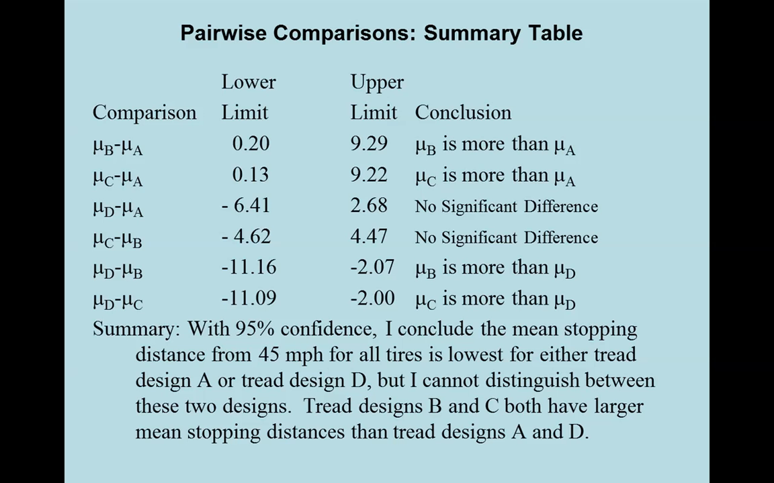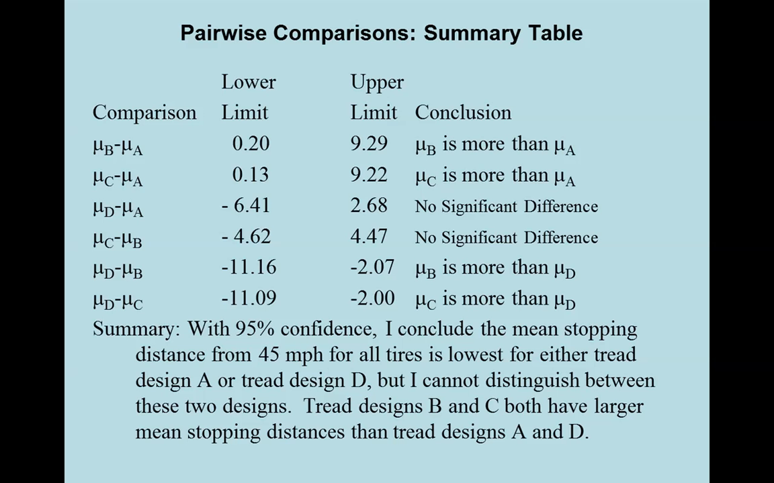Now if you go to the second line in that first table, it's a subtracted from c, so mu sub c minus mu sub a goes from 0.13 to 9.22. So again, both are positive, so that tells me the first value, the mean for tread design C, is more than the mean for tread design A.